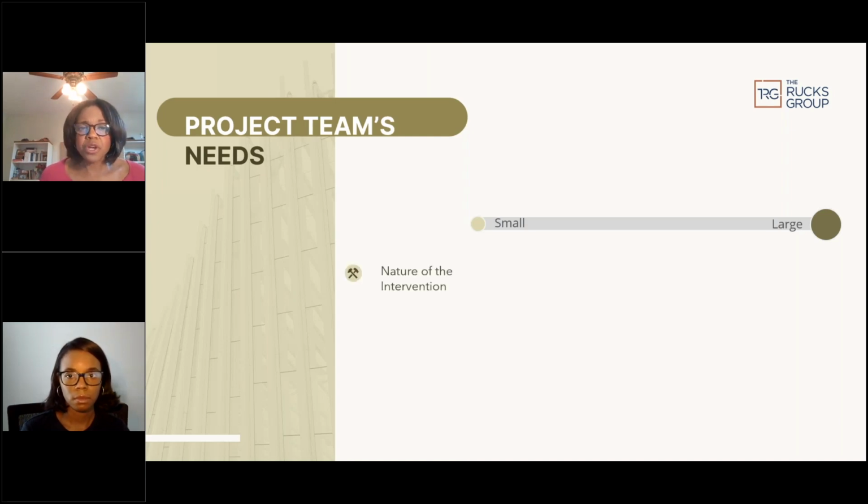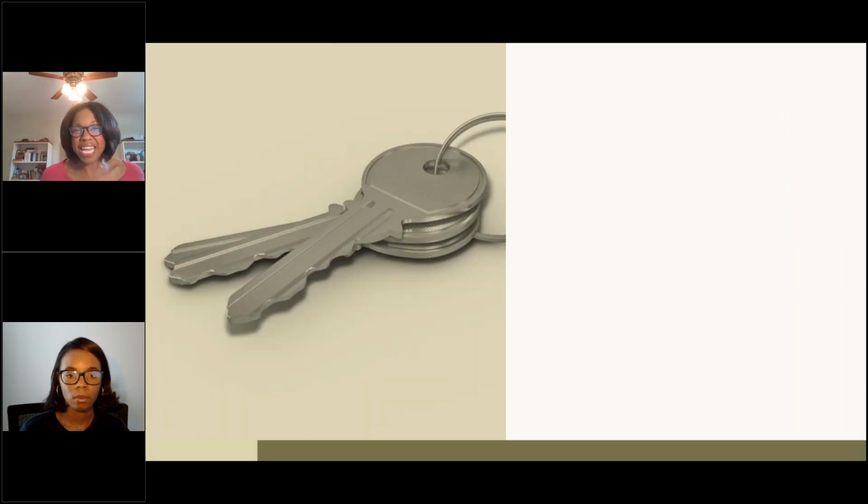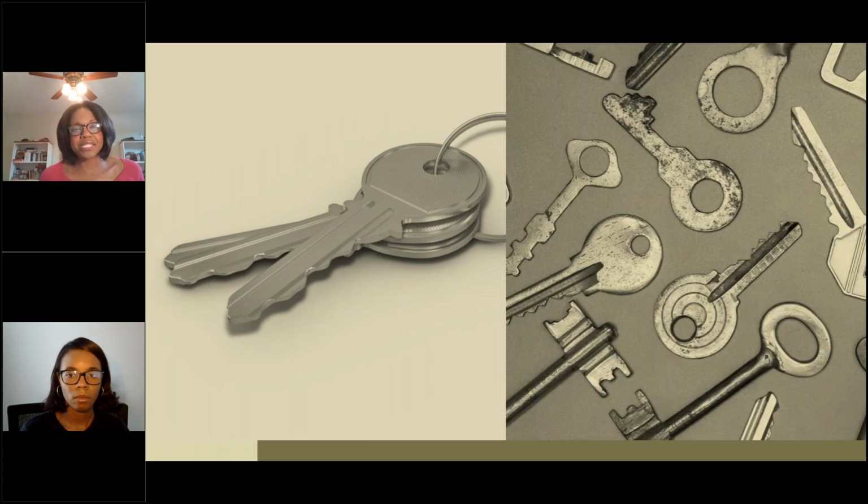One dimension is the nature of the intervention itself. Is that intervention less newly developed, or is it more newly developed? You can conceptualize that in terms of, is it being replicated? Is it something that's being adapted, something that already existed, but you're putting into a new context? That could be smaller. Or is it something that's really unique, relatively underdeveloped, and that you're going to have to figure out how to fully implement?